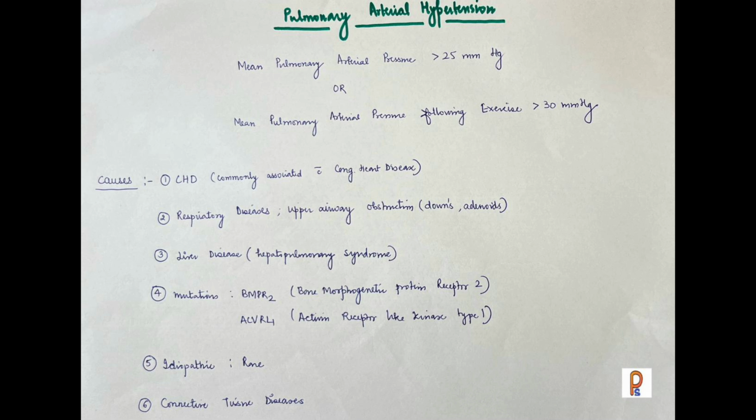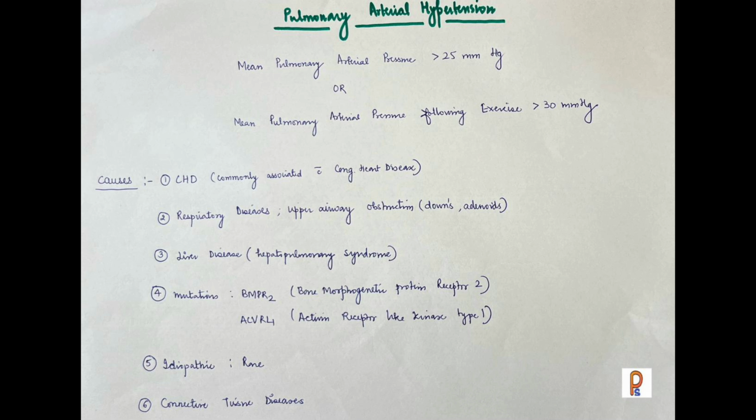Now if you talk of the causes, in children, usually there is some underlying etiology which leads to PAH, that is pulmonary arterial hypertension. In the maximum of cases, the cause is congenital heart disease. So PAH is commonly associated with congenital heart disease. Respiratory diseases can also be associated with PAH. Also, upper airway obstruction like Down syndrome or adenoid hypertrophy can lead to PAH.